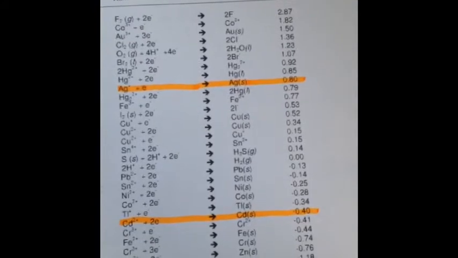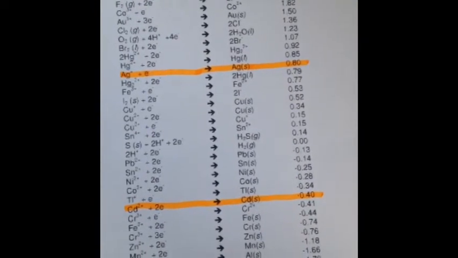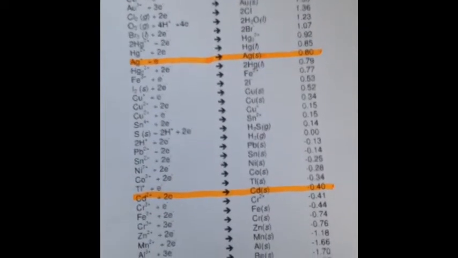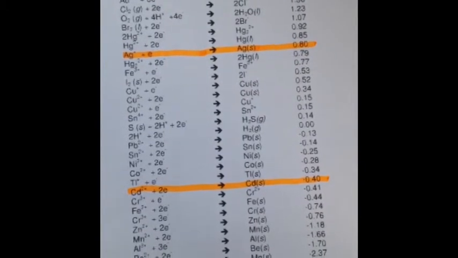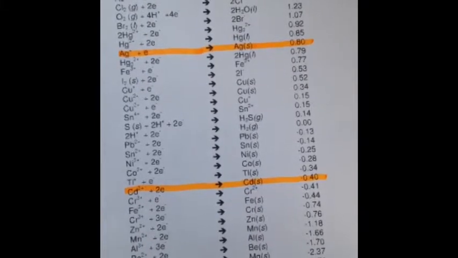For this, we first need to find out whether Cd or Ag is reducing by using a cell potential chart like the one I am showing. When you look at the cell potential chart, you can see that for Cd, the half cell potential is more negative than the Ag half cell, which means that Cd is being oxidized.